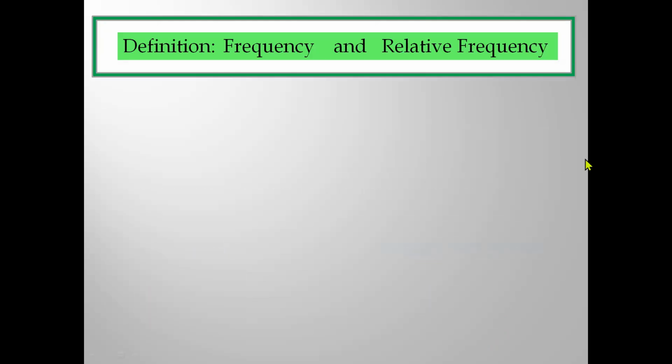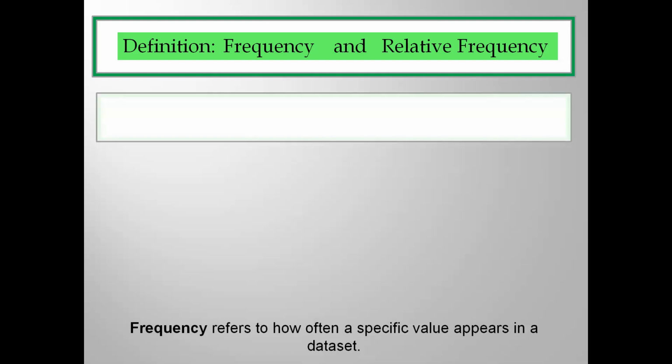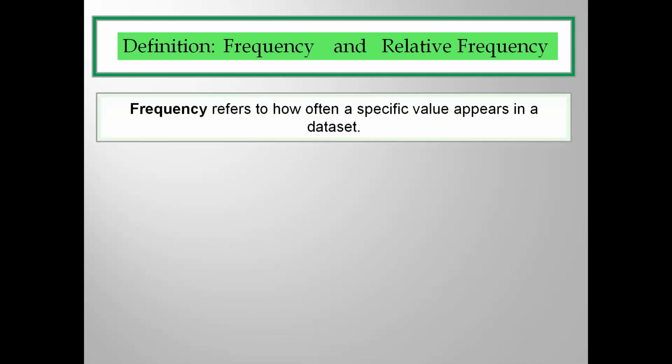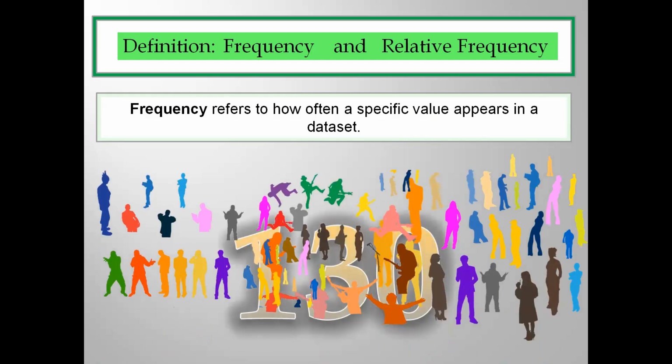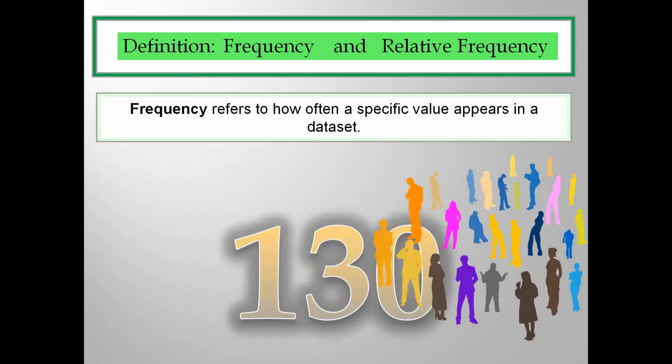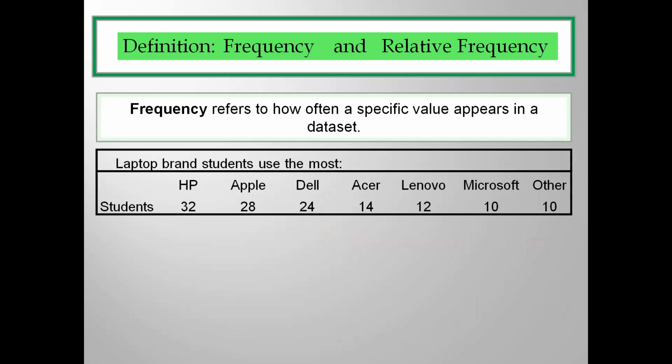The first definition we're going to cover is frequency. Frequency refers to how often a specific value appears in a data set. So let's say we sample 130 students. Then we ask the students what their preferred laptop brand is. We have 32 students who stated that they use the HP brand. We have 28 students who use Apple.